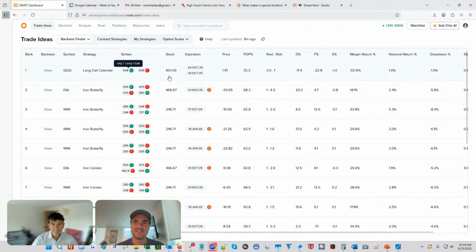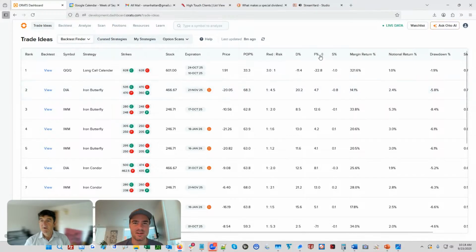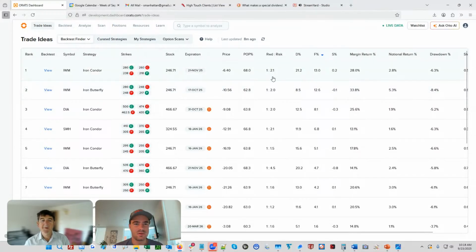Yeah, and that's the beautiful part about these trade ideas, is that they skip so many steps. They do the steps on the back end, but they make it so that you don't have to, and you just immediately see those trades there. Right. Yeah, that's the backtest finder trade ideas.